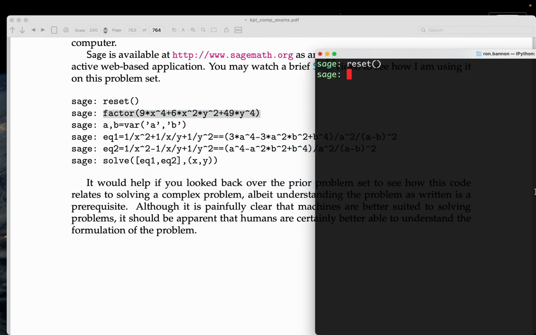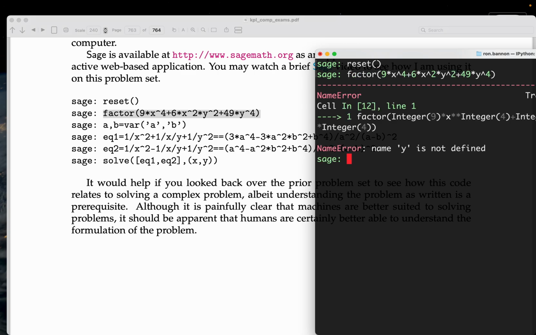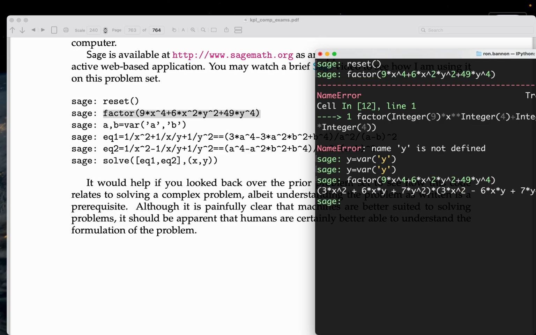Let's go back to Sage. Hit that. Oh, you know what? I didn't define y. I got to do that. Let me do that now. So y is a variable. And let's try that command again, by the way. Oops, I didn't mean that. Try the same command twice. It did factor it, by the way.